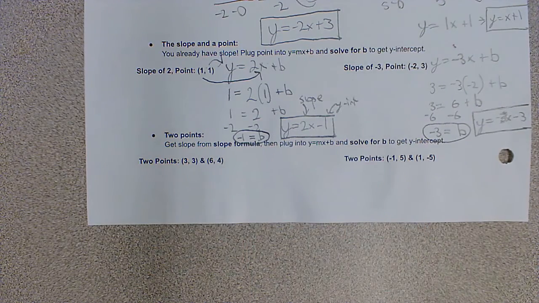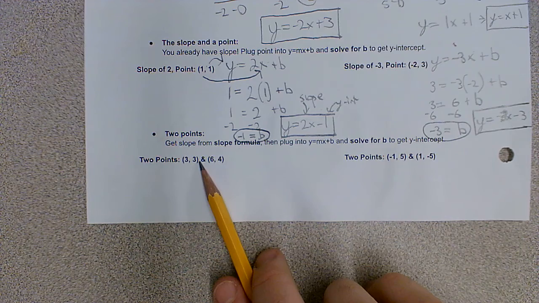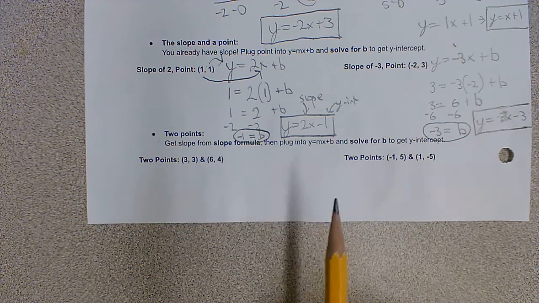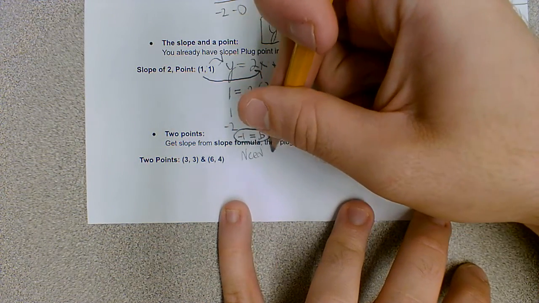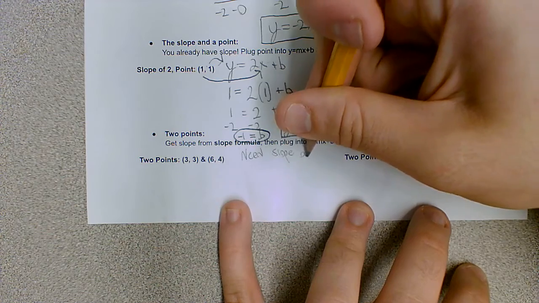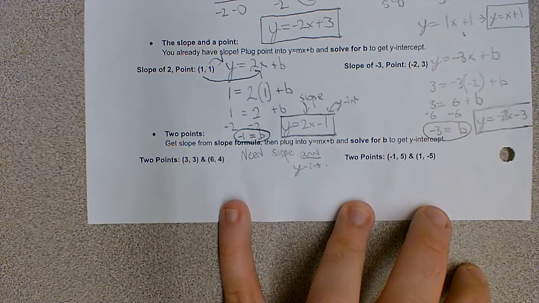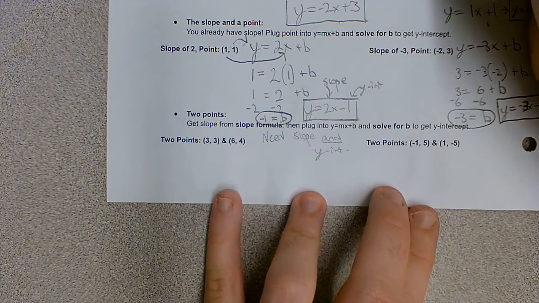Lastly, we get an equation from 2 points. We have to do the slope formula to get the slope, and then we do what we just did above to get the y-intercept. We need slope and y-intercept. Okay, so with both of those established, we go ahead and do our slope formula.